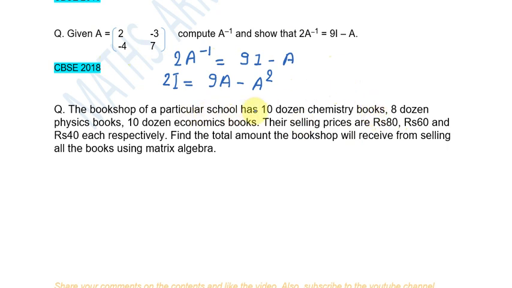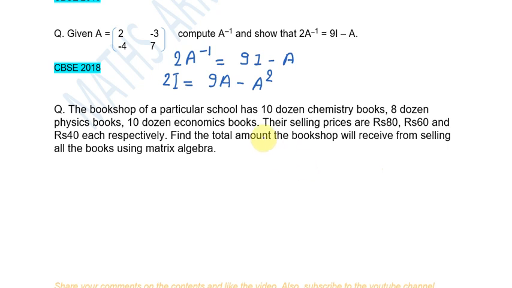Now the last question relates to the bookshop of a particular school that has 10 dozen chemistry books, 8 dozen physics books, 10 dozen economics books, and their selling prices are these respectively. Then find the total amount the bookshop will receive from selling all the books using matrix algebra. So how do we find that? We have to take two matrices, and then we need to multiply them.